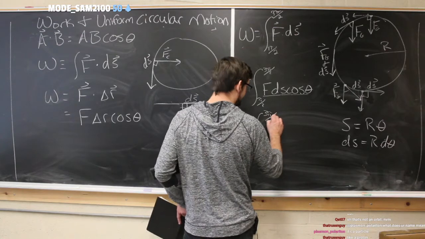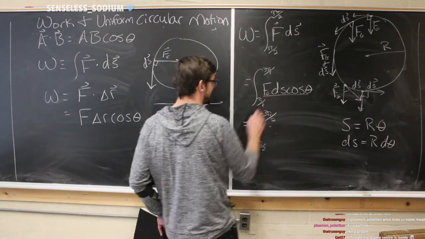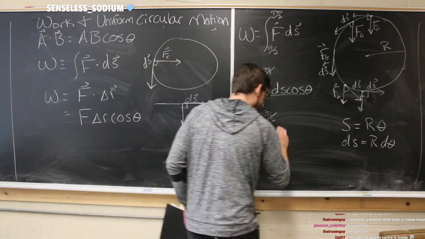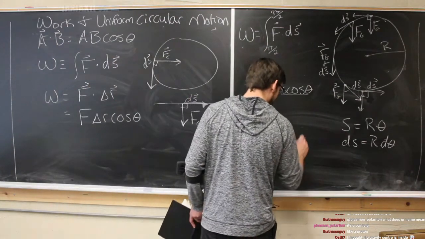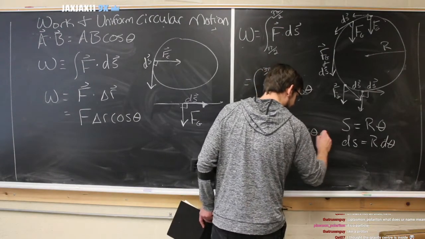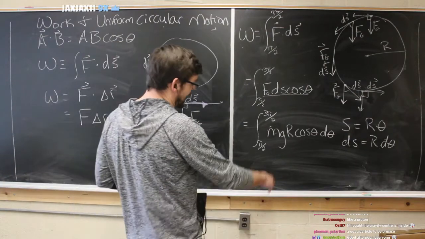Boring math professor is probably cringing at my bounds. I'm sorry. We can actually say what the force due to gravity is. It's just mg. That's not going to change. R is not going to change. And we'll get cosine theta d theta. Okay? And then what's going to happen when we integrate this?